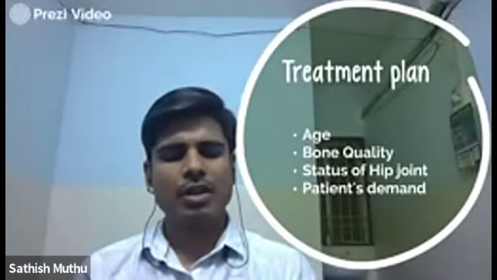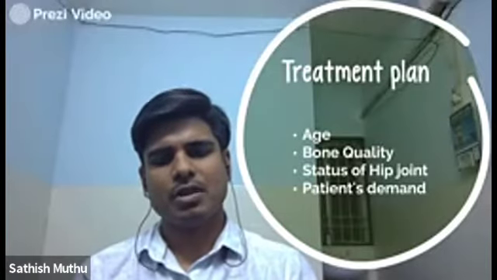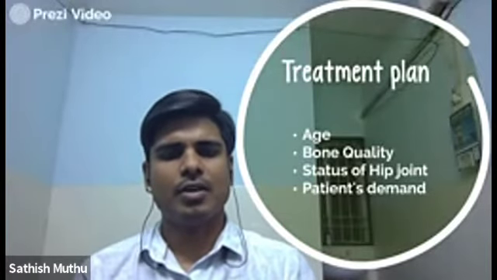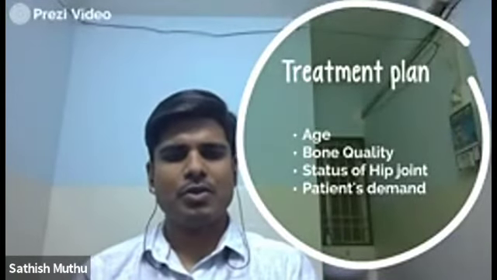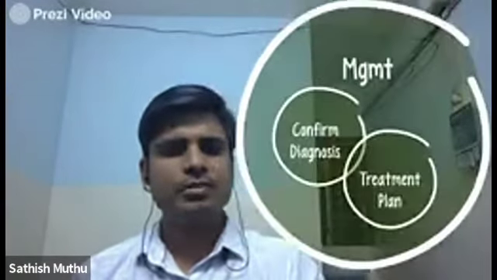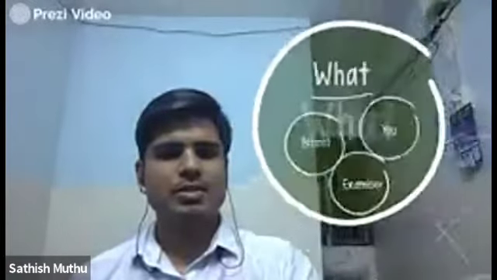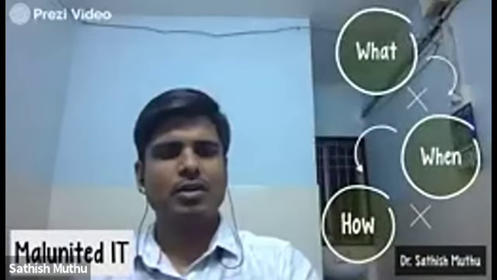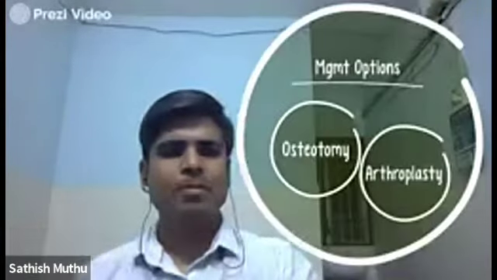And down the line, he's already 60 plus. So he might at most need one revision, if he lives long enough for another revision. So these are the two categories of treatment we have for this malunited intertrochanteric fracture. This is the treatment plan we have for this case. So with this we finish this category of the presentation. Now what will we do?